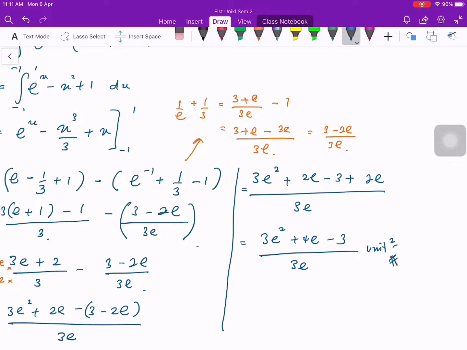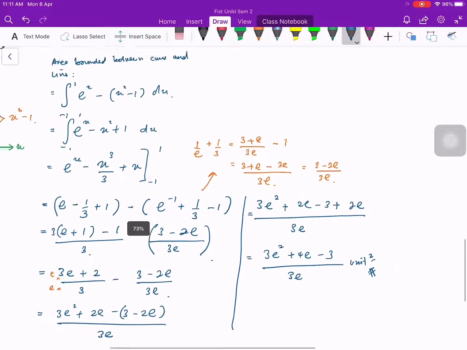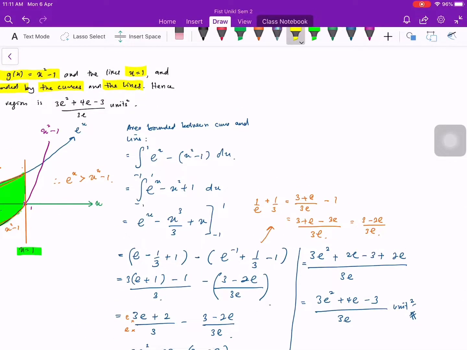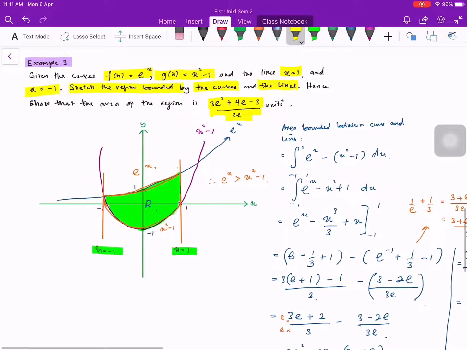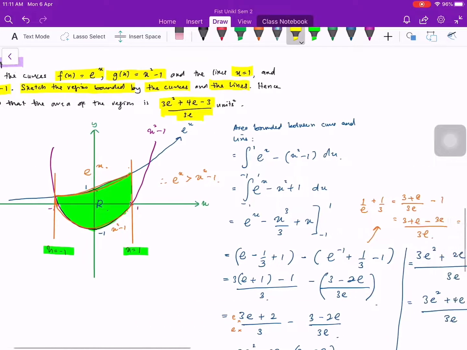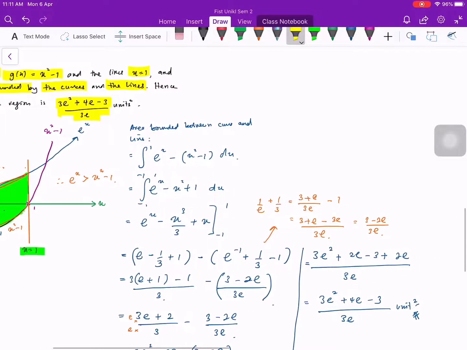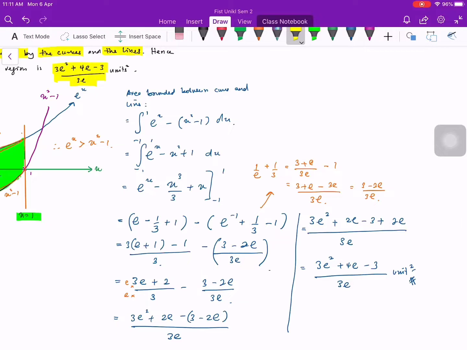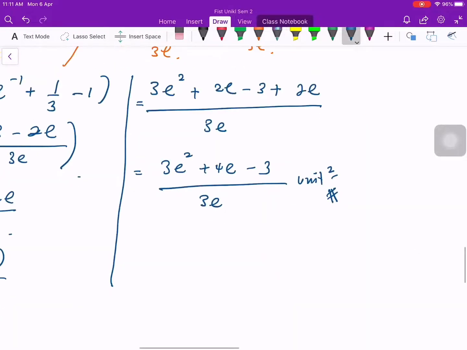So if we look here, our final answer is the same as what we need to show, whereby the area of the region is actually (3e squared plus 4e minus 3) over 3e unit squared. So it is proven. So for the final answer, we can say that it is proven. Okay, so that's all.